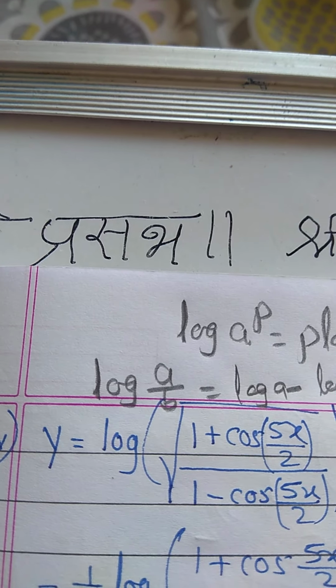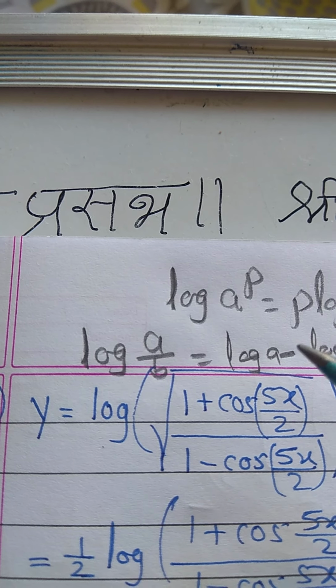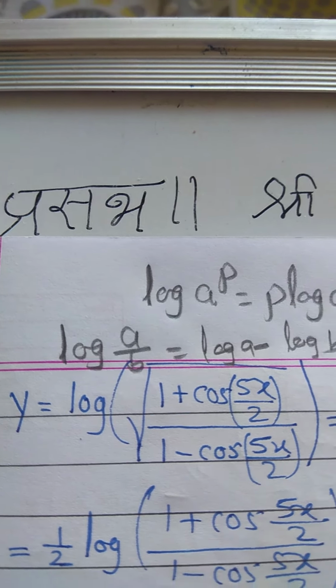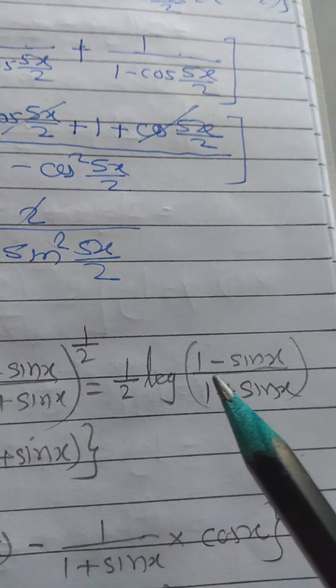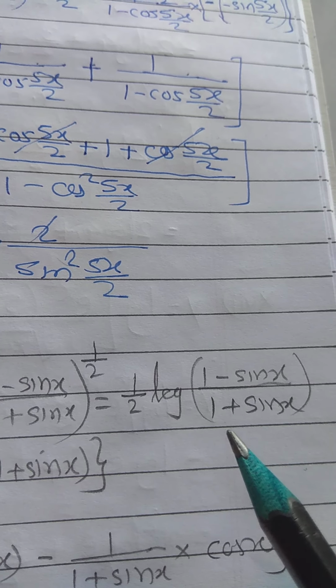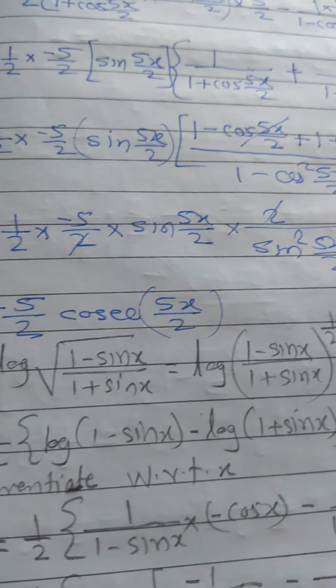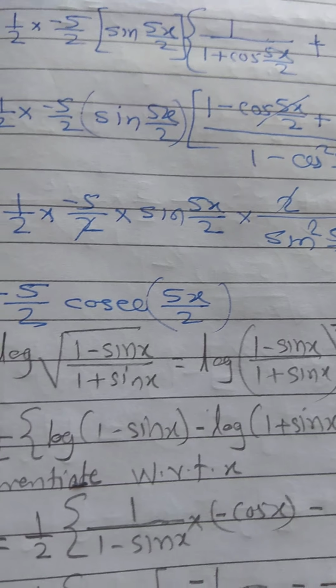See once again that property. Log of a by b is always equal to log a minus log b. So this thing will become log of 1 minus sin x minus log of 1 plus sin x. See here. Now we can differentiate easily.